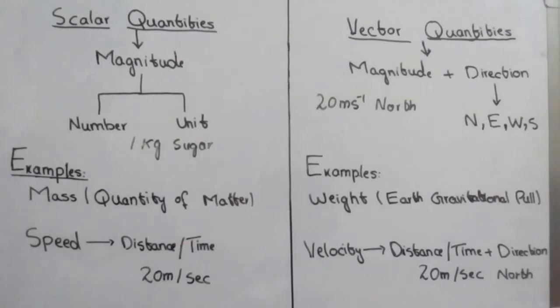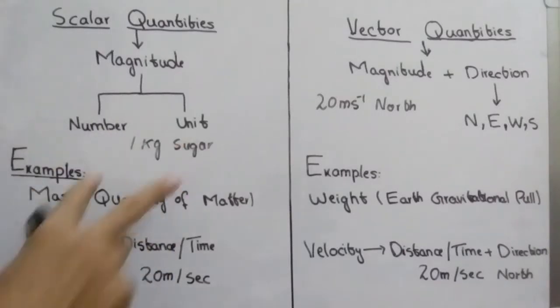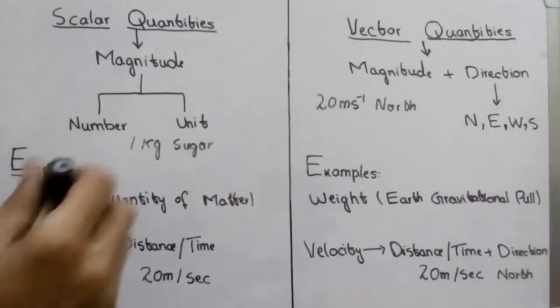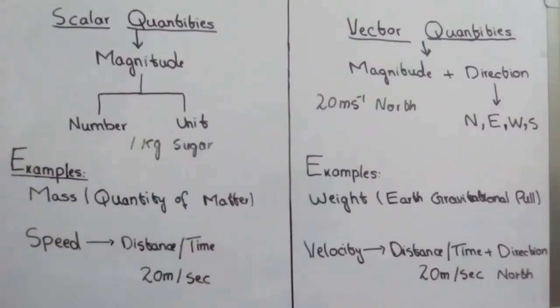Look at the example of scalar and vector quantities. Scalar quantities example, I have here a mass. A mass is a quantity of matter. A quantity of matter doesn't need any direction to be completely described. For example, as I mentioned earlier, 1 kilogram of sugar. 1 kilogram of sugar is the mass of a body which can be completely described by 1 kilogram. We don't need any direction to describe it.